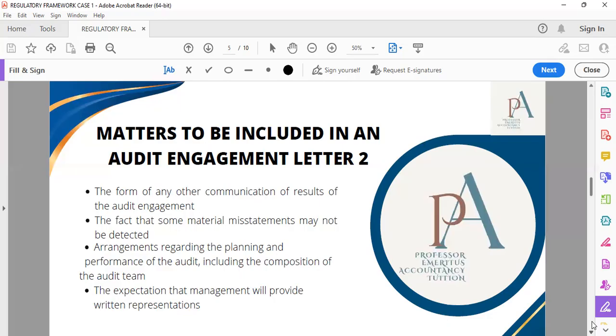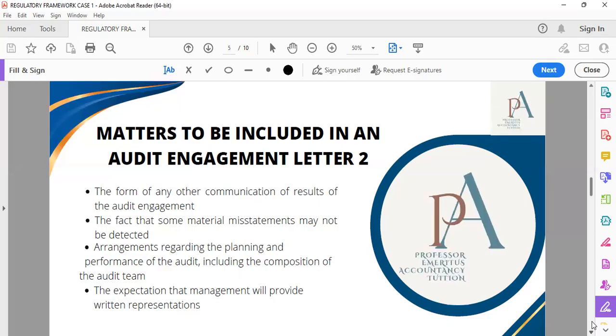You are also going to state in an engagement letter that some material misstatement may not be detected. I didn't say it earlier. It is not the responsibility of the auditor to detect fraud, but they carry out their audit in such a way that if there was fraud in the financial statement, they should be able to detect it.